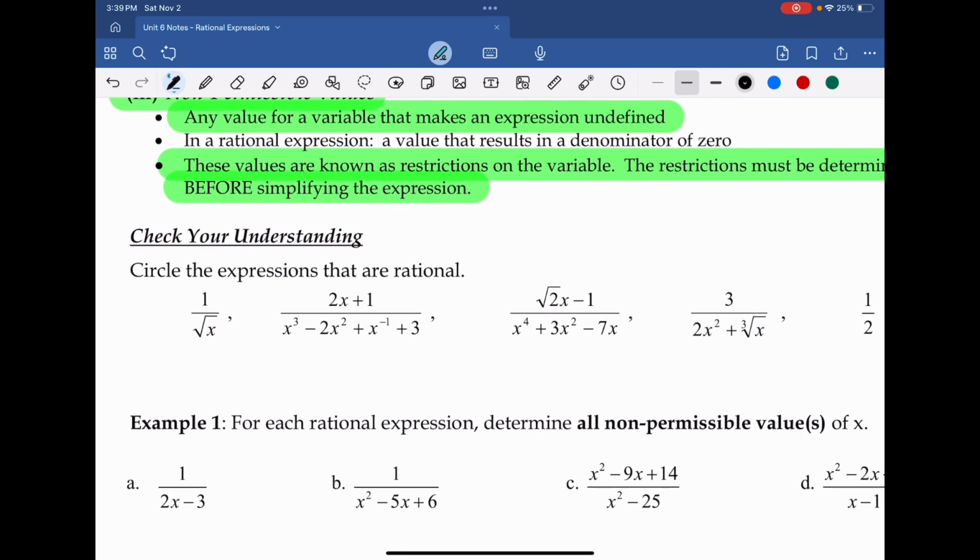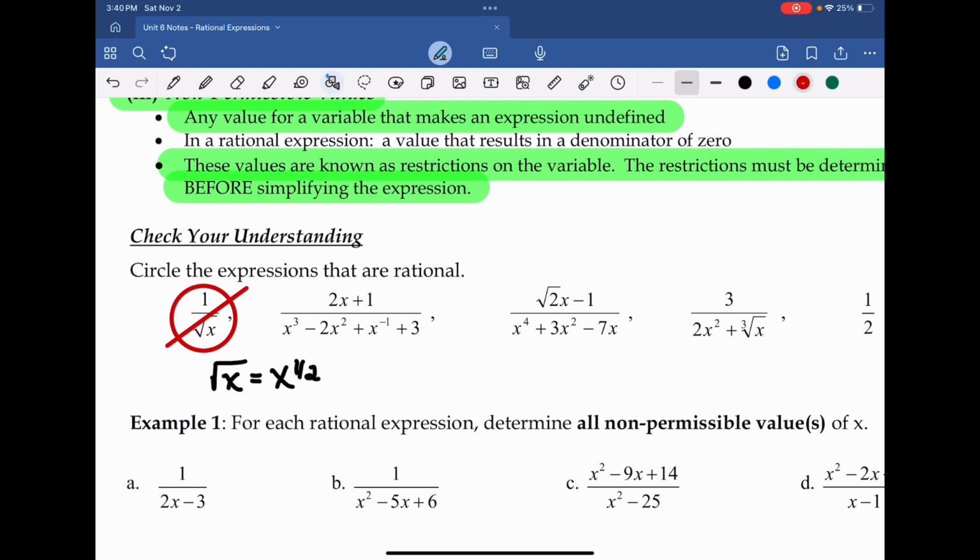Now, let's look at the check your understanding very quickly. Circle the expressions that are rational. Well, let's circle the ones that are irrational and cross them out. If I look at a square root of x in the denominator, this is a big no-go. The reason is because a square root of x can also be written as x to the 1/2, and we see that as not an integer in terms of its exponent, or it's not a positive integer, a positive whole number.